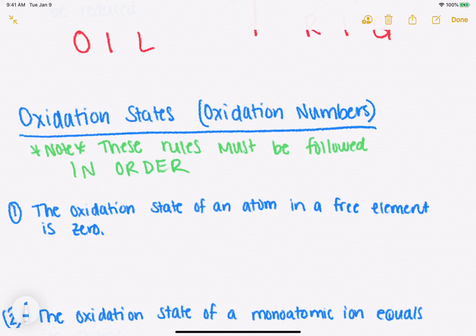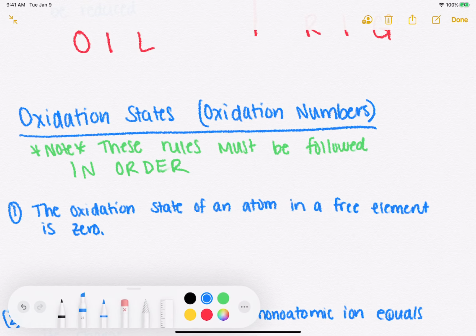This is how you assign oxidation states to an atom, so basically how you figure out what the oxidation state of an atom is. And these rules have to be followed in order, or else you have a chance of not getting the correct answer.